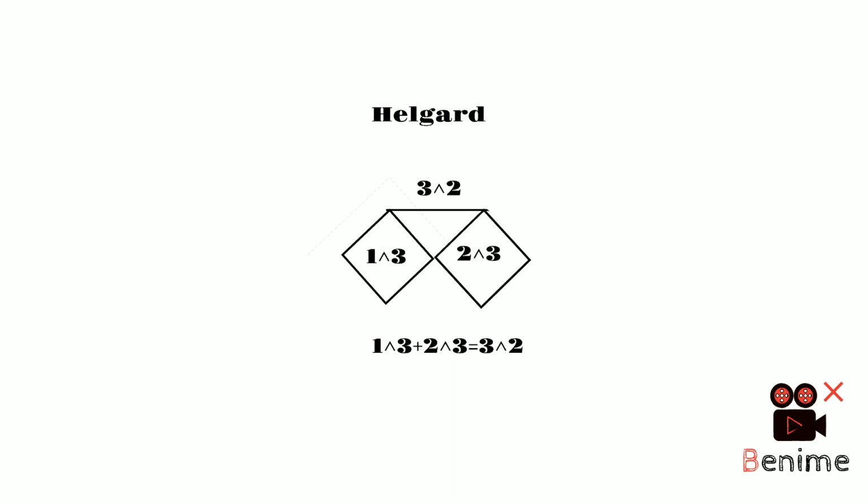Hell God can be represented numerically by 1 cube plus 2 cube equaling 3 square, meaning it has no third dimension. It is only two-dimensional, and 1 has 3 dimensions, 2 has 3 dimensions, but 3 doesn't have the third dimension. That is how numerically we can represent Hell God. And now let us see the next world.